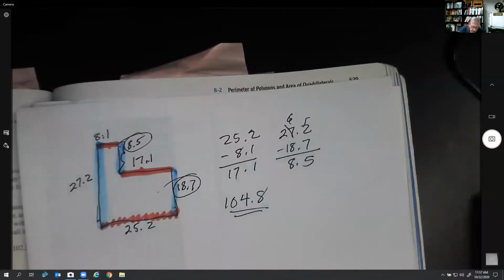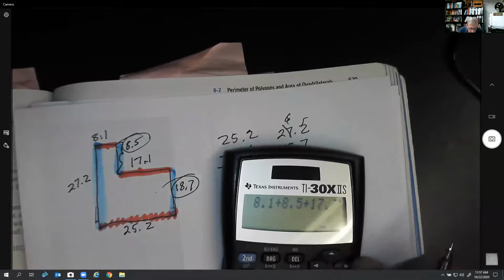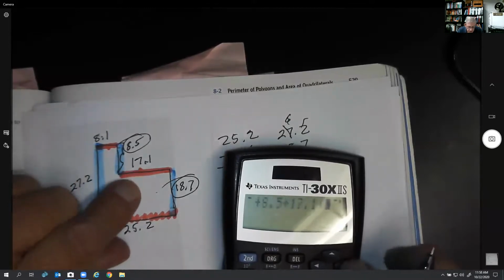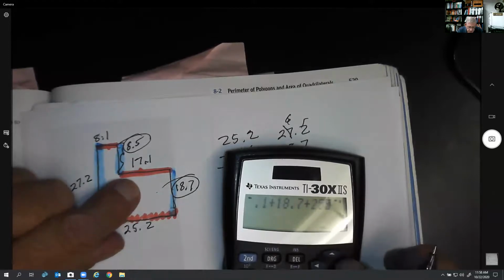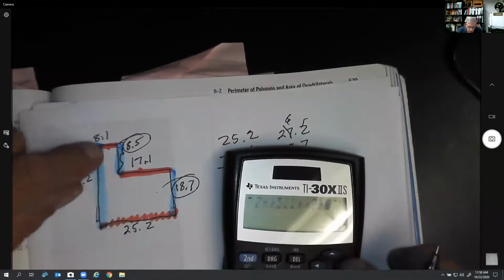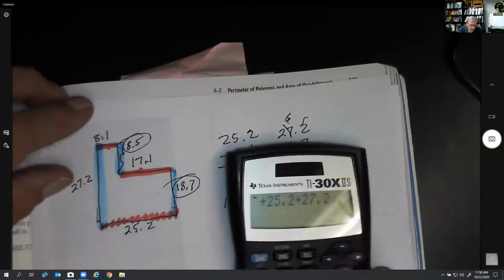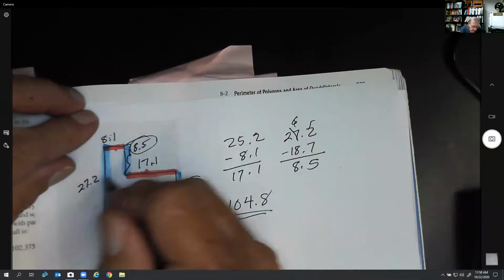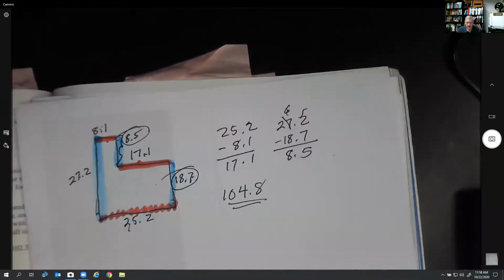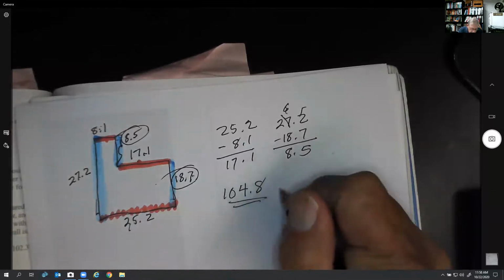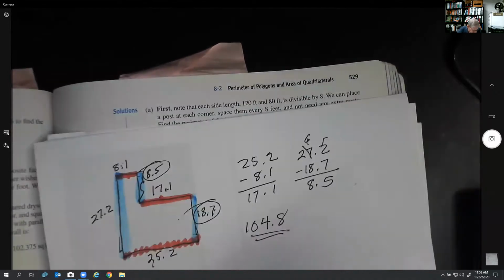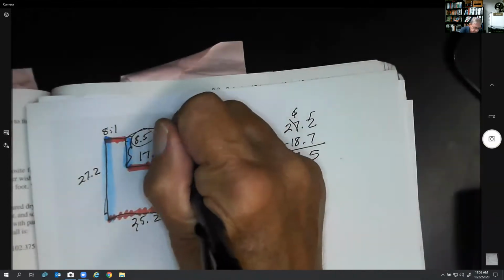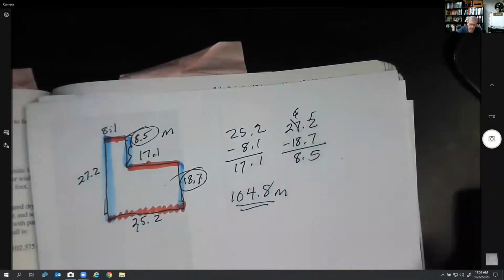I can double check it by going up here: 8.1, 8.5, 17.1, 18.7, 25.2, and 27.2. I want to go around in one direction. I don't want to go here, here, here, and get myself confused. And because these were meters, this is just going to be meters.